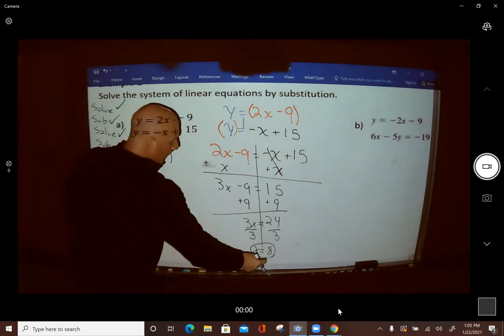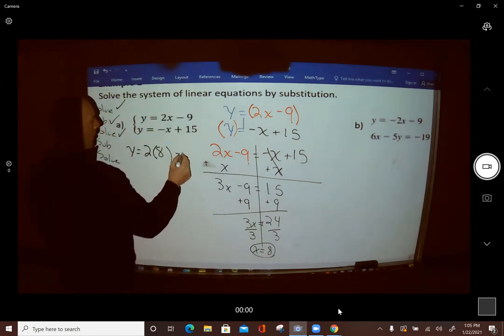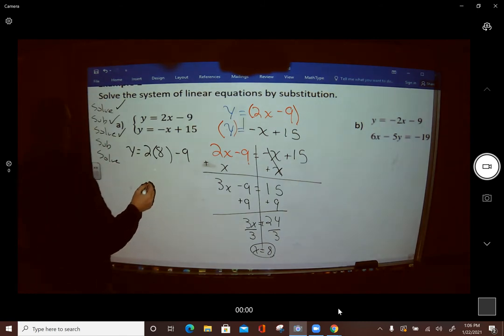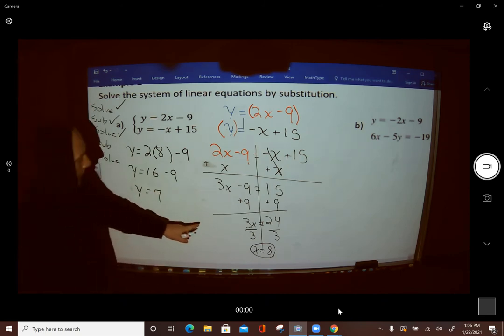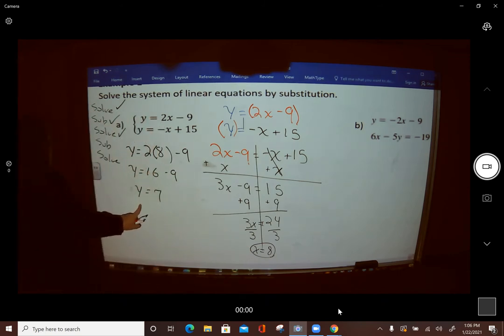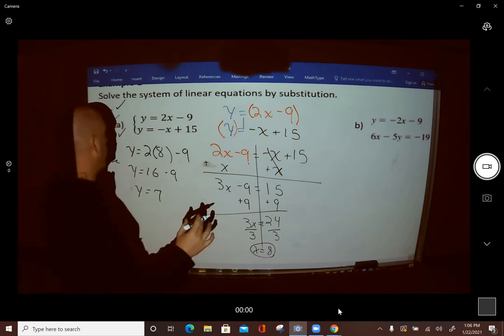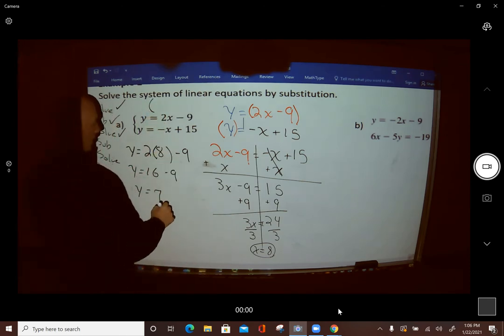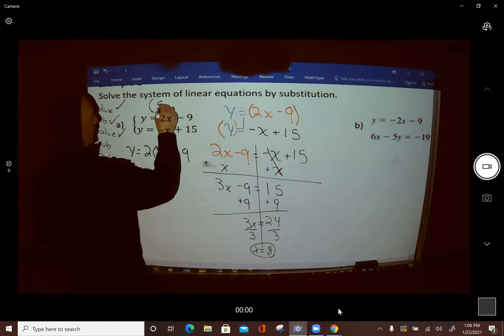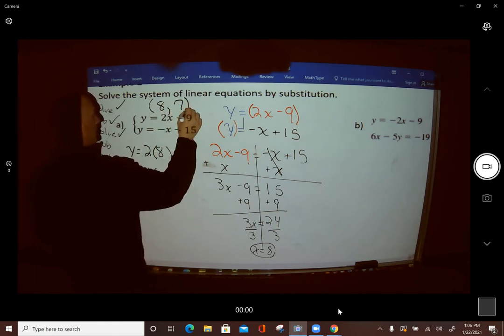So I know y has to equal 2 times the x I solved for down here. I know my solution value of x is 8, and then I have my minus 9 at the end. So y is equal to 2 times 8 minus 9. y equals 16 minus 9. y equals 7. I have my x and my y, and I need to write my solution as an ordered pair. So I have my solution as (8, 7).